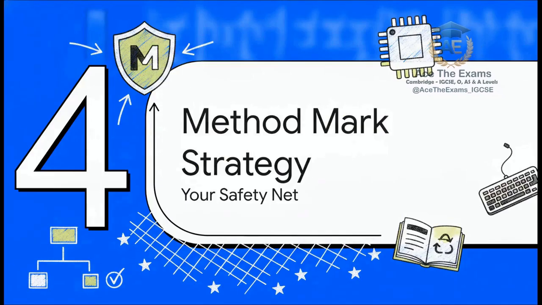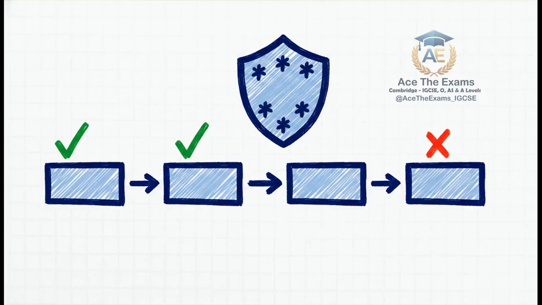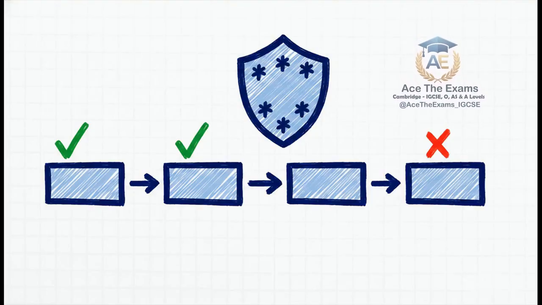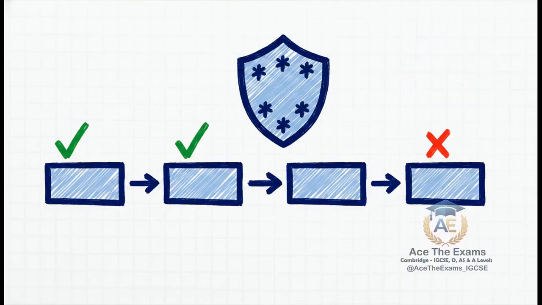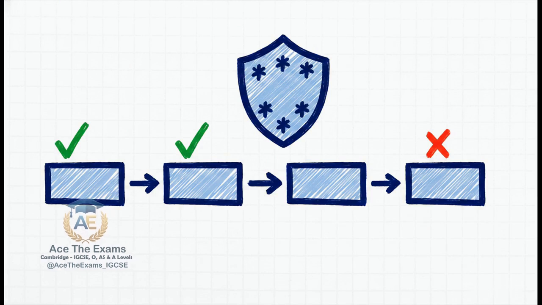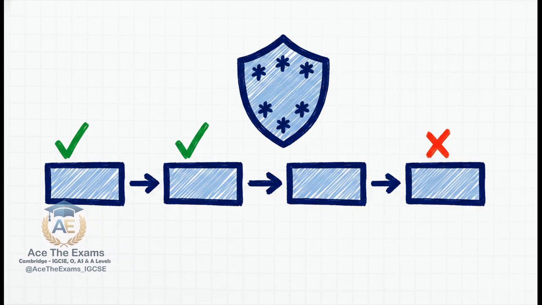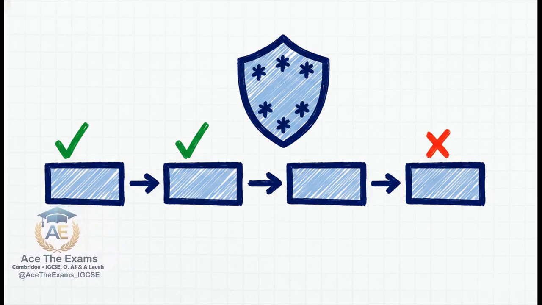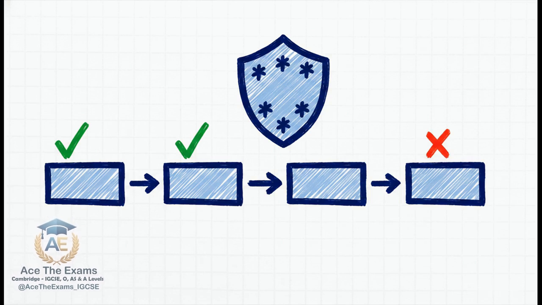So, the crucial point we are moving to next is Objective 4. This is your tactical safety net, known as the method mark strategy. Listen to me carefully here. The examiners are explicitly alerting you to this fact. You must always document your systematic step-by-step working. Why? Because the process itself guarantees marks even if the final code fails to execute perfectly.